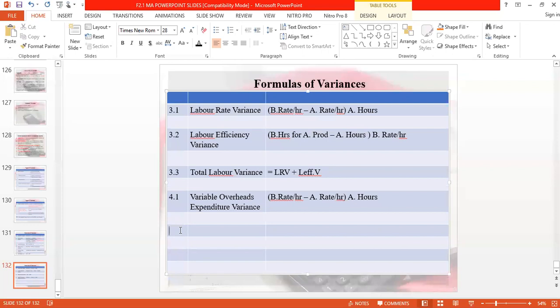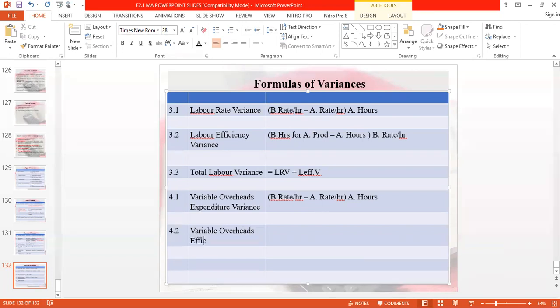So next, 4.2. 4.2 is variable overheads efficiency variance. Can I remember this? Yes, variable overhead efficiency is the same as labor efficiency. You can see it here. The formula is the same. It is just that you will be using variable figures.